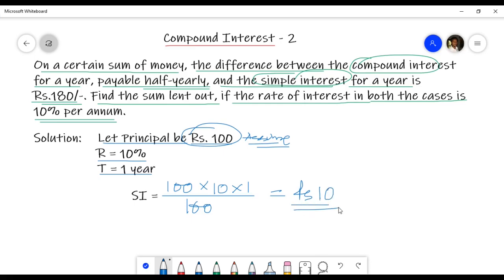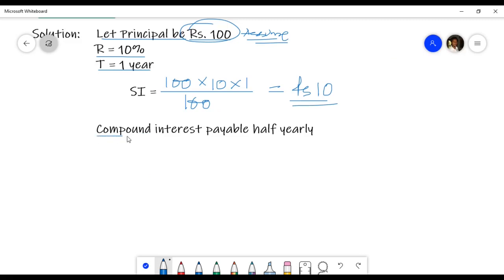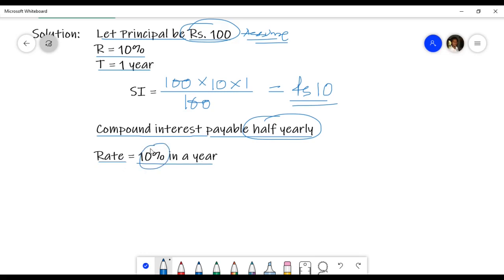Remember that we have assumed principal as rupees 100. Compound interest is payable half yearly. That's what is given in the question. Rate is 10% in a year, but we know that we have to find compound interest payable half yearly. So half year of the rate would be, it's quite simple, right? For 1 year the rate is 10%. So for half year the rate will be 5%.